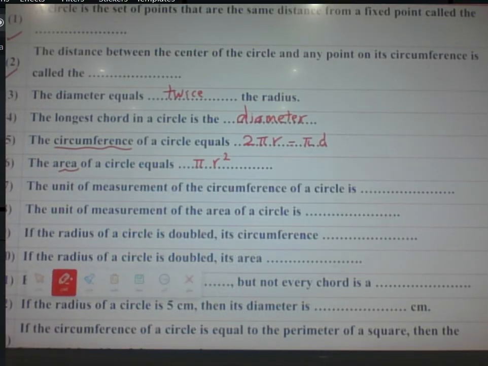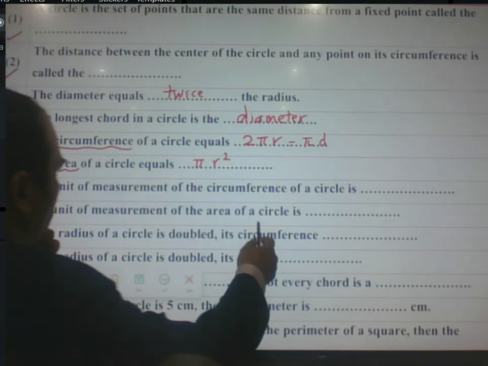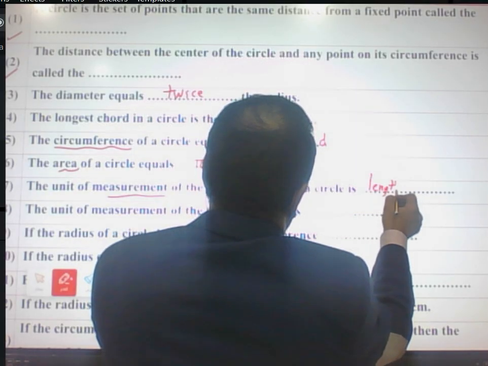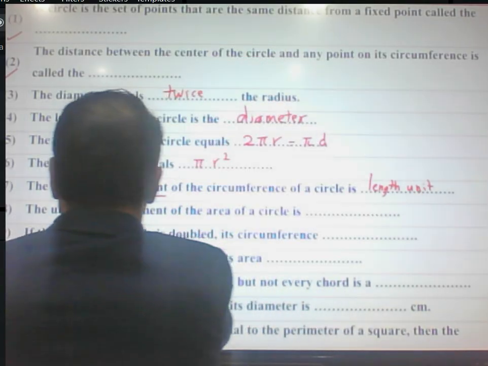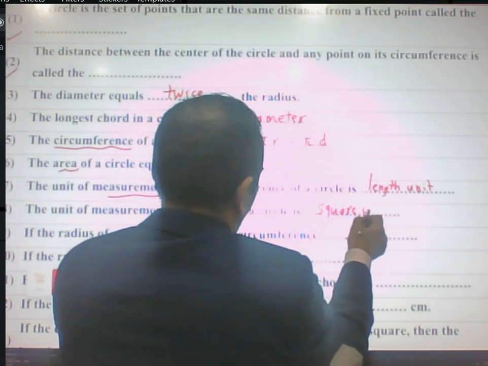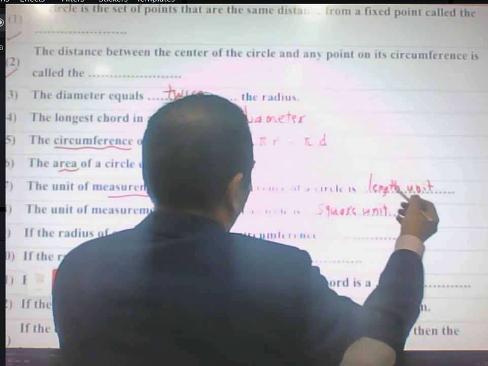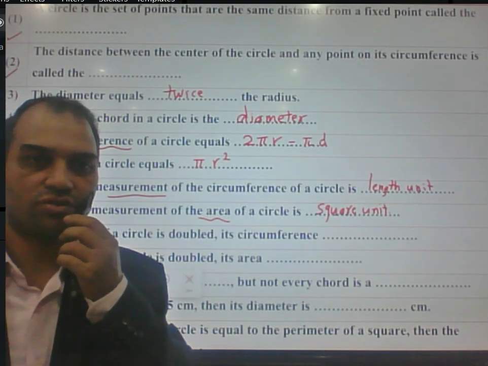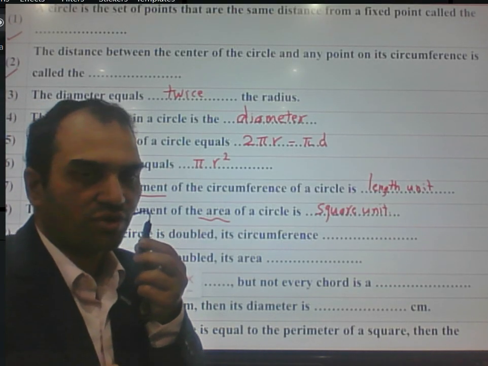The unit of measurement of the circumference of a circle, what do we call it? We can find that the unit of circumference is a length unit. But the area is in square units. The unit of measurement of circumference is a length unit, and the unit of measurement of the area is a square unit. You know this? Length units are like centimeter, decimeter, millimeter, and area units are like square centimeter, square meter, square decimeter, or anything, okay?